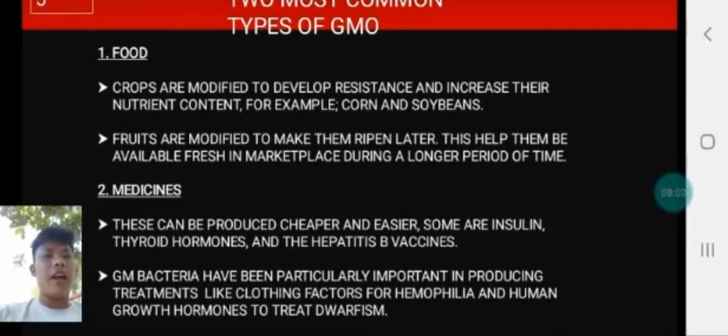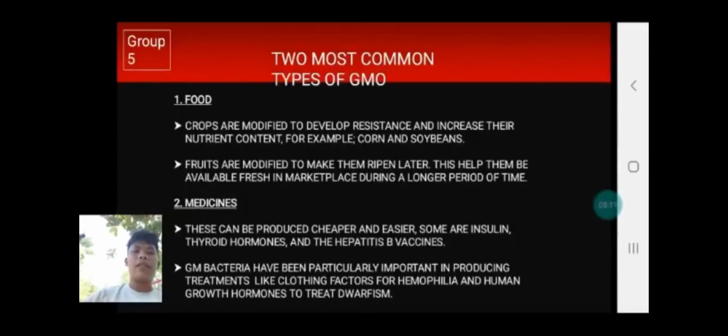Genetically modified bacteria have been particularly important in producing treatments like clotting factors for hemophilia and human growth hormones to treat dwarfism. Okay, so it's very important guys, no. So the genetically modified bacteria is very important, for hemophilia and human growth hormones to treat dwarfism.